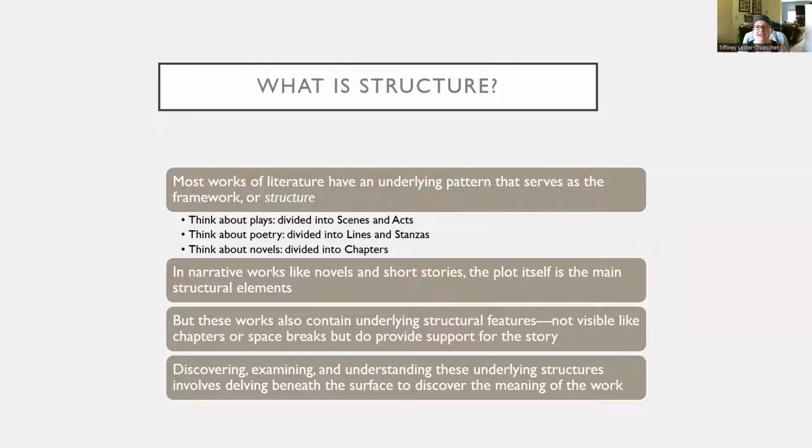Poetry can be divided into, we can talk about lines, we can talk about stanzas, right? And you can visually see how the poem is broken into different sections. Novels, right? When you read a full novel, they are broken into chapters, right? So is there anything in a short story about its structure that we need to think about? All right. In a short story, the plot itself is the main structural element.